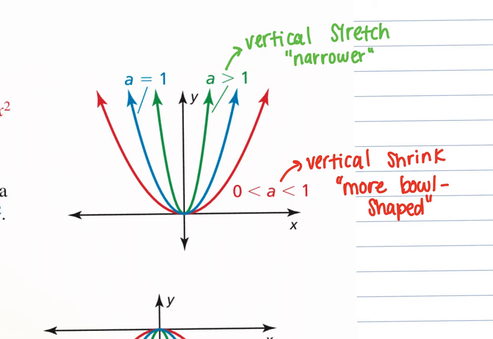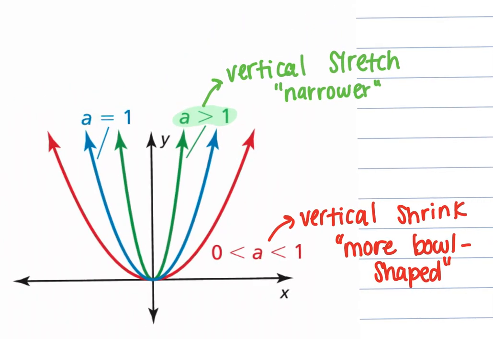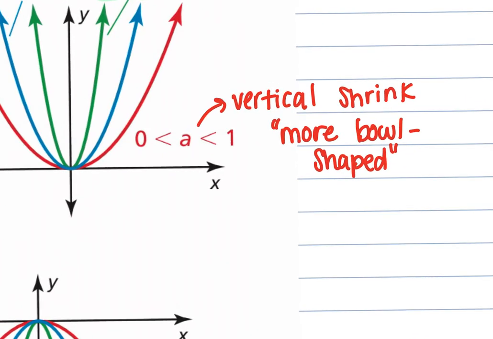Do you guys remember what we call a stretch of a graph? It falls under the category of what? What do we call all that stuff? Starts with a T. Transformations, okay? Do you guys remember the transformations? Okay, so when we multiplied by a value, when a is bigger than 1, that was a vertical stretch. Do you guys remember that? And then when a was between 0 and 1, it shrunk our graph. Do you guys remember that?